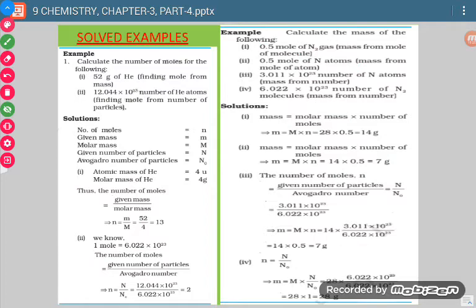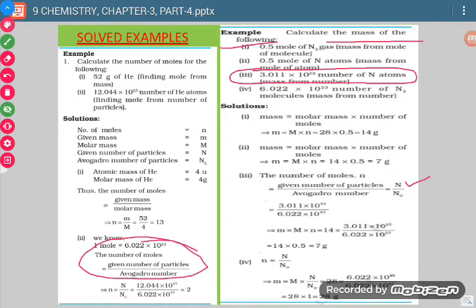Okay. Now similarly, we have to calculate the mass of 3.011 into 10 raised to 23 number of atoms. So first of all, we have to calculate the number of moles. So first we will calculate the number of moles by using this formula. Okay. So this way number of moles are equal to, from here we can calculate it is equal to 1 by 2. Okay.